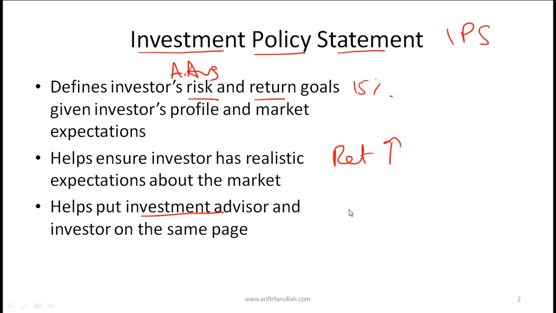So let's say an IPS is created, risk return objectives are talked about, discussed, and then documented. Then the actions that will take place after that will be in the context of the IPS. The measurement of whether the investment advisor has been able to meet expectations or not will again be in the context of the IPS.